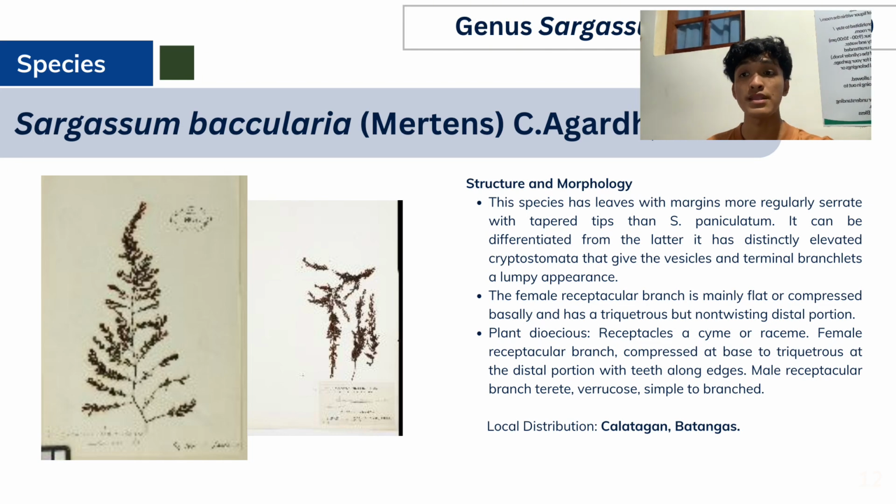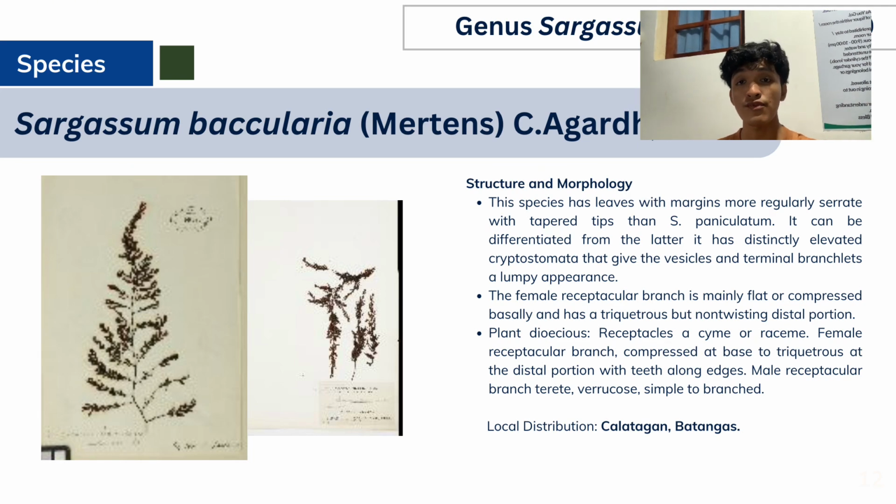This plant is known to be dioecious, compressed, and the receptacles are mainly cyme or raceme for a female and is compressed at base to trigonous at the distal portion with teeth along the edges, while the male receptacular branch is terete, verrucous, simple to branched, and the local distribution for this species is in Calatagan, Batangas.